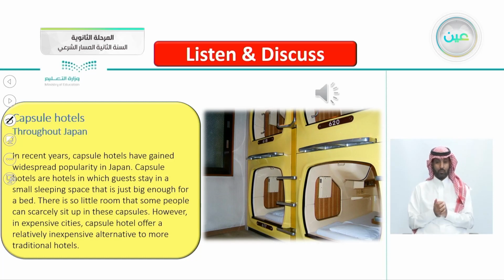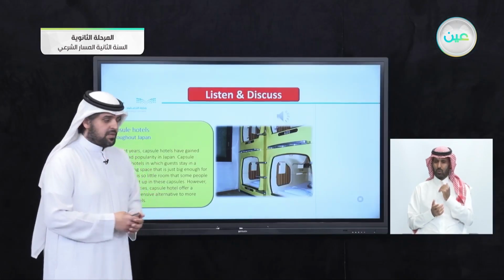So here he's talking about, of course, capsule hotels in Japan, where guests stay in a small sleeping space. As you can see in the picture, the whole compartment is just like a bed where you have some utilities inside. A small sleeping space that is just big enough for a bed. There's so little room that some people can scarcely sit up in these capsules. So you can barely sit up in the capsule.